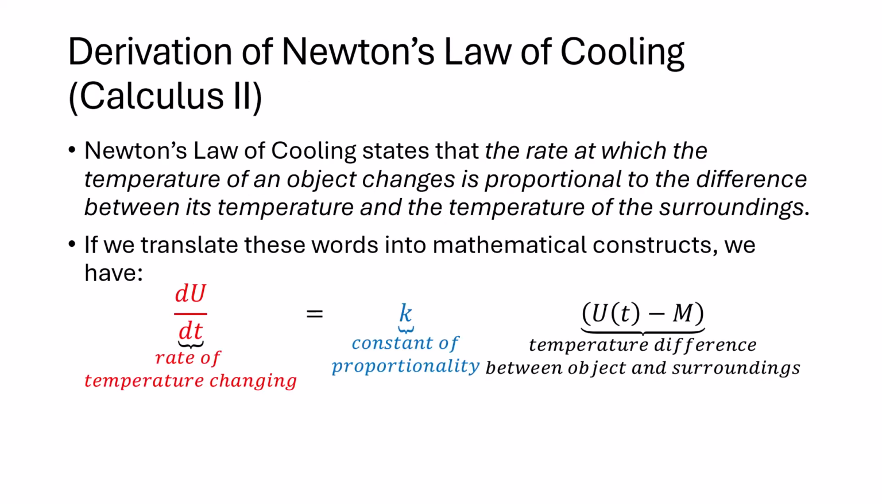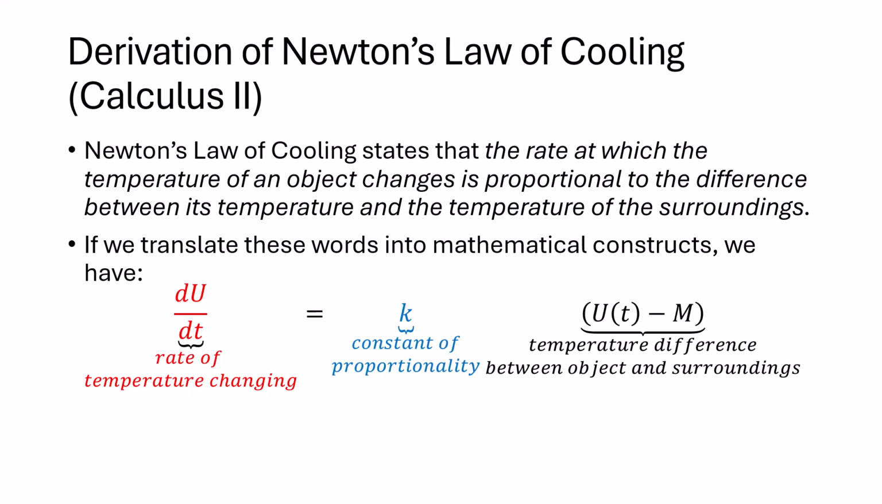So let's begin with the derivation of Newton's law of cooling. And again, this is using the calculus 2 level tools. So Newton's law of cooling states that the rate at which the temperature of an object changes is proportional to the difference between its temperature and the temperature of its surroundings. So if we translate these words into mathematical constructs, we have du/dt is equal to k times the quantity u(t) minus M. Now du/dt represents the rate of temperature changing.